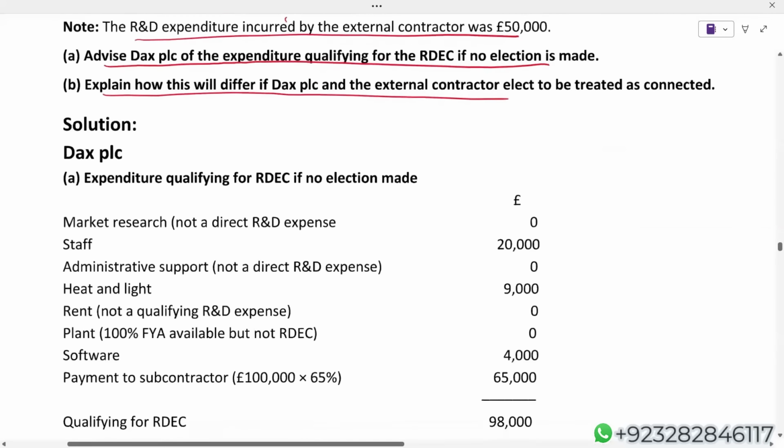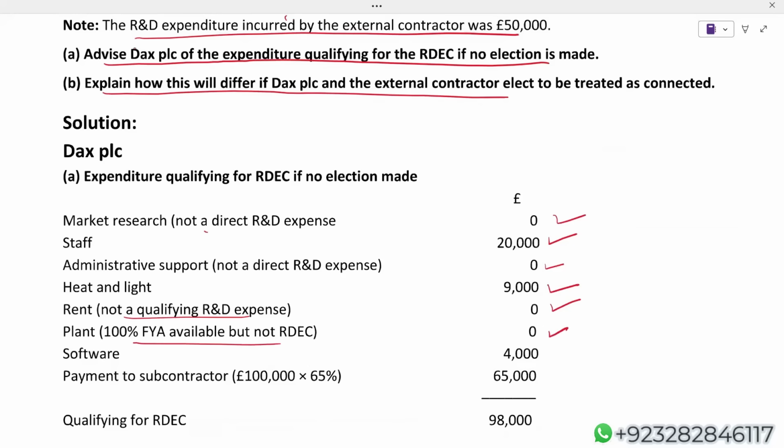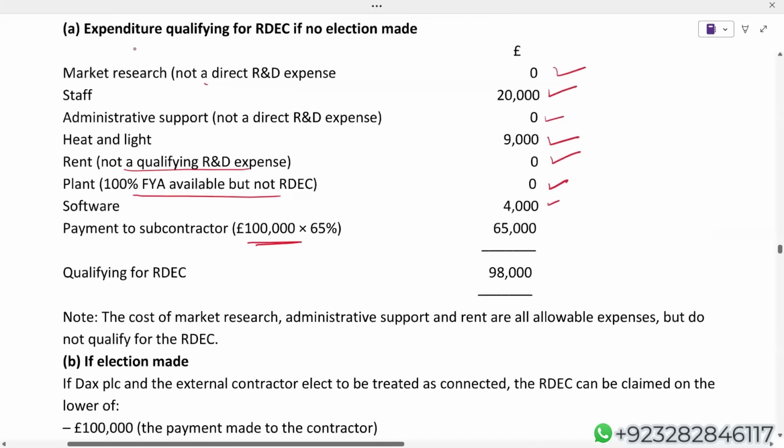Look at this. Market research is not direct R&D, so 0. Staff involved in the R&D is an allowable expense. Admin staff support does not fall in R&D. Heat and light, yes. Rent, not qualifying for R&D. Plant gets 100% first year allowance, not R&D. Software, on plant you will get 100% capital allowance, but it is not a part of R&D. Software 4,000. Payment to the subcontractor is whatever payment you are paying, 65% of that. So qualifying research and development expenditure is 98,000.